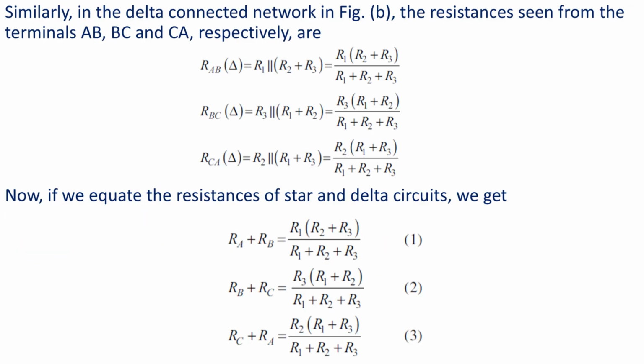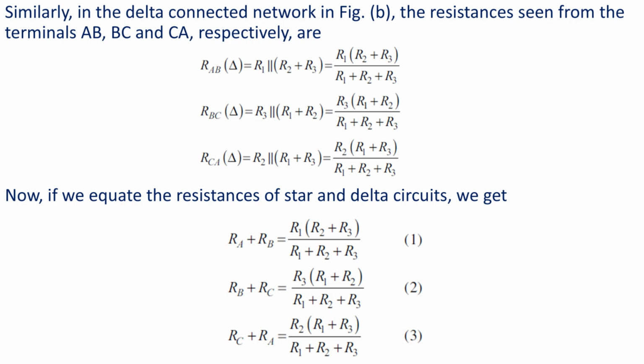Similarly, in the delta connected network in figure B, the resistance seen from the terminals AB, BC, CA respectively are: RAB in delta is equal to R1 parallel to R2 plus R3, which is equal to R1 into R2 plus R3 by R1 plus R2 plus R3. RBC is equal to R3 parallel to R1 plus R2, equal to R3 into R1 plus R2 by R1 plus R2 plus R3.